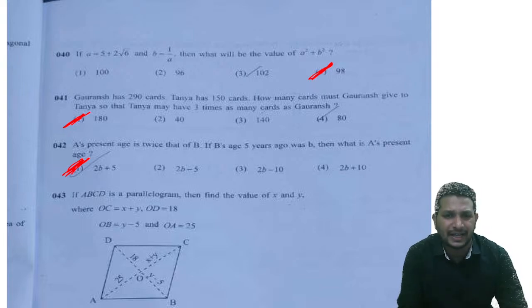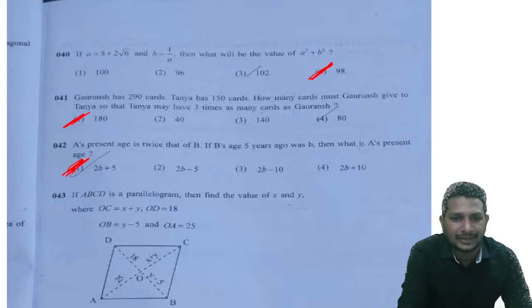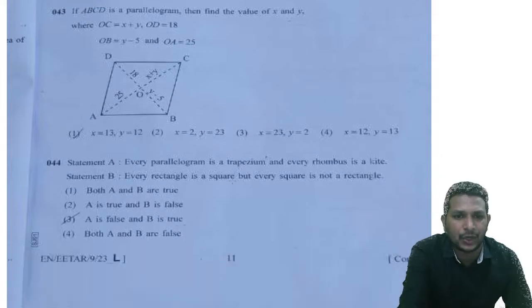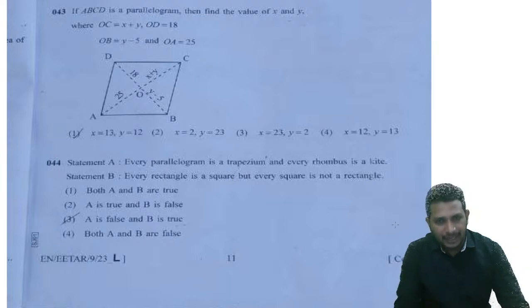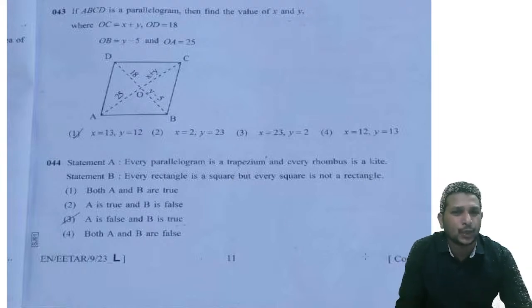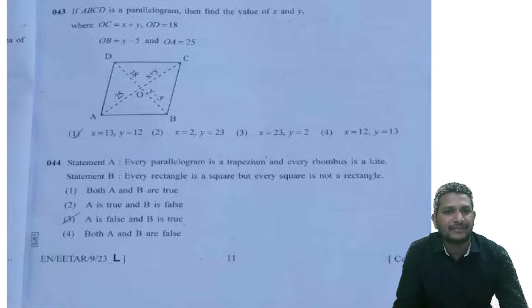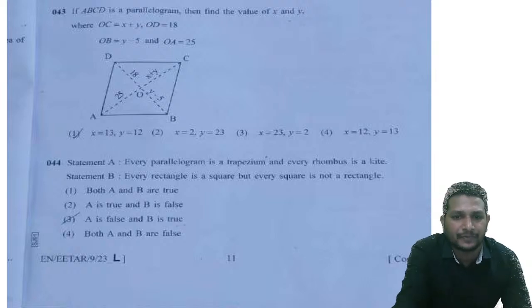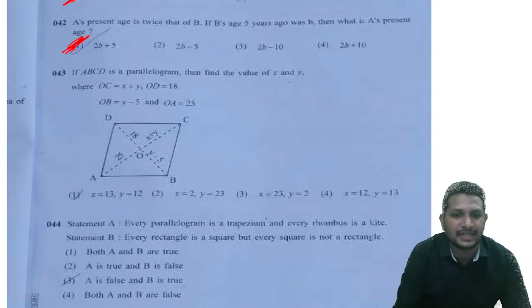Slightly a difficult one. I can't say it's too easy. So over here, if you look at the diagram carefully, that's a parallelogram. They gave all the dimensions OA, OB, OC, OD also. Now they're asking us to find the values of x and y. So how to find x and y here?